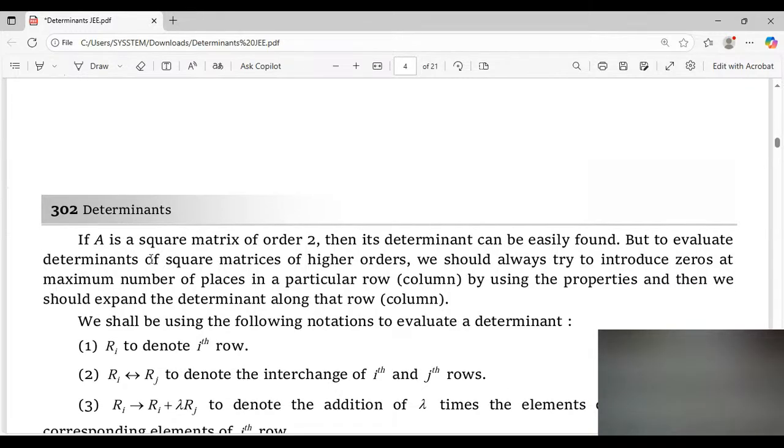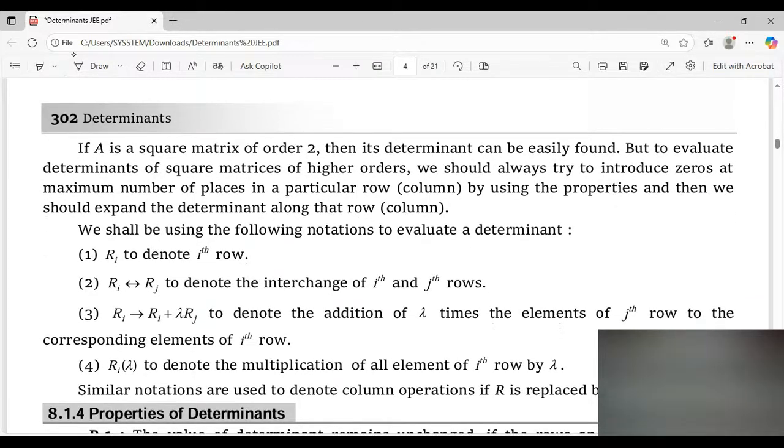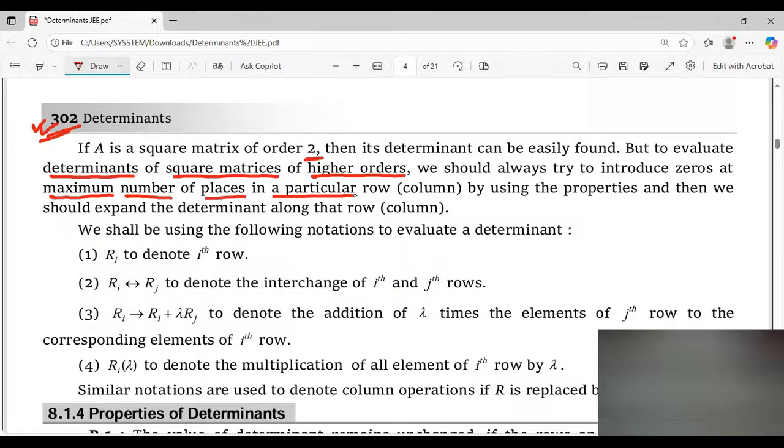Let's see evaluation of determinants. If A is a square matrix of order 2, then its determinant can be easily found, but to evaluate determinants of square matrices of higher order, we should always try to introduce zeros at the maximum number of places in a particular row or column by using the properties, and then we should expand the determinant along that row or column.